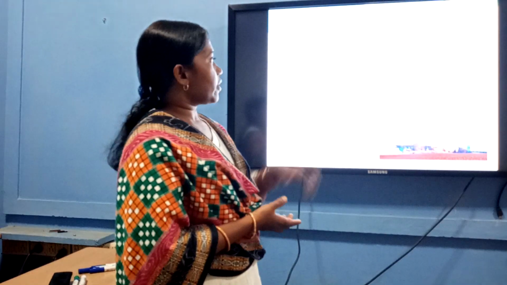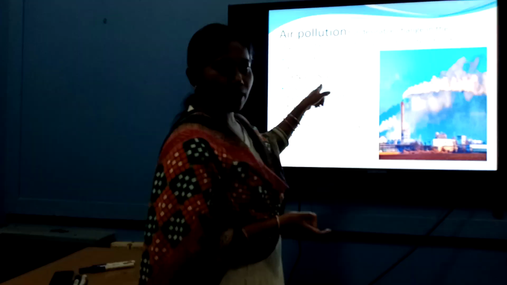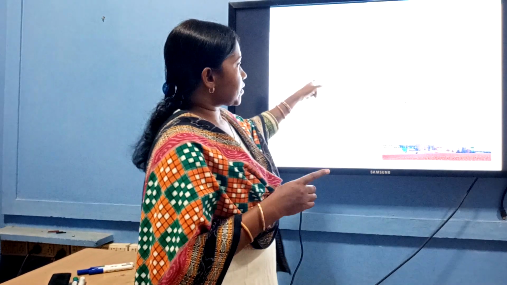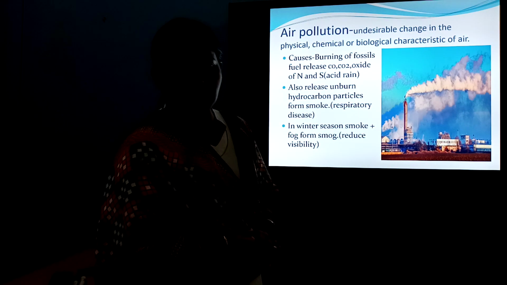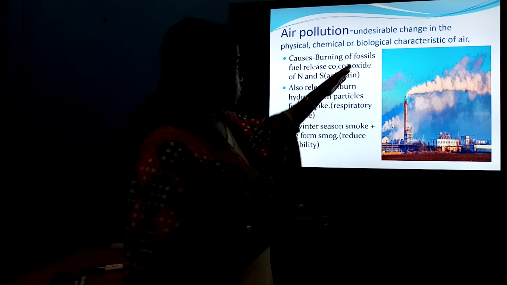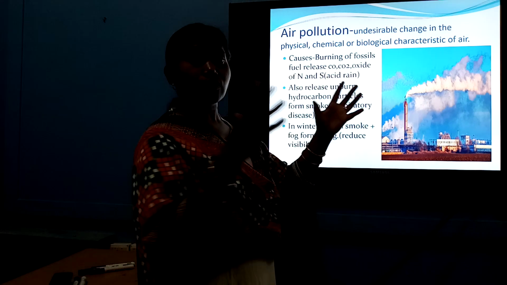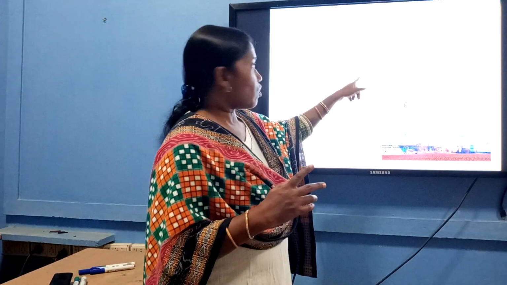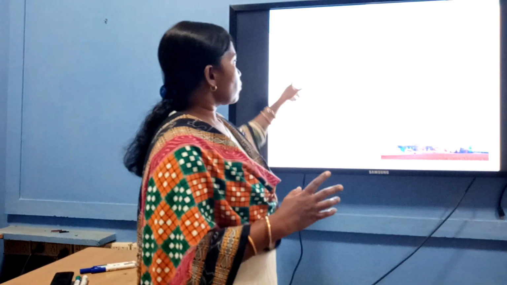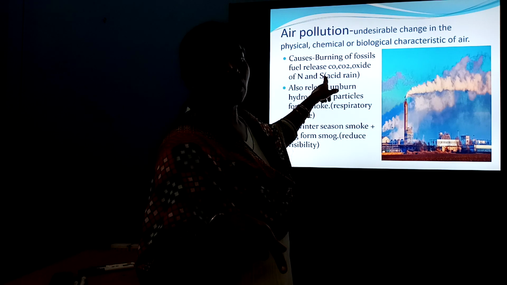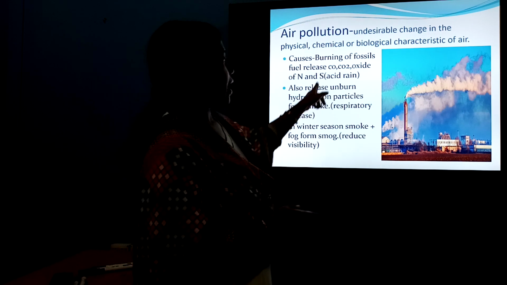The main cause of air pollution is the burning of fossil fuel in different industries, and even in automobiles, which releases carbon monoxide, carbon dioxide and oxides of nitrogen and sulfur. Now when these oxides of nitrogen and sulfur react with rainwater, they form acid rain. Because we know that when water reacts with oxide of nitrogen, it forms nitric acid, and when water reacts with sulfur, it forms sulfuric acid, and in this manner it forms acid rain.